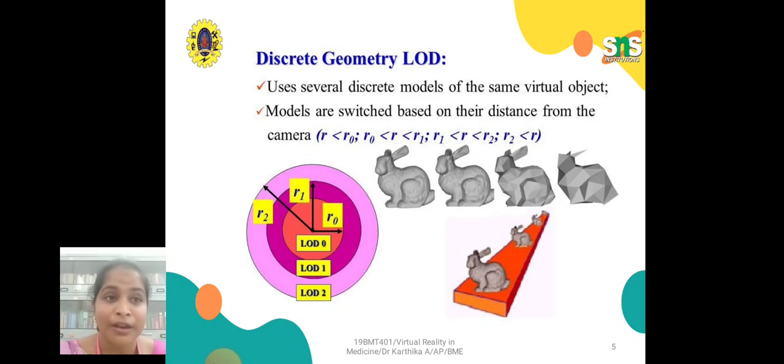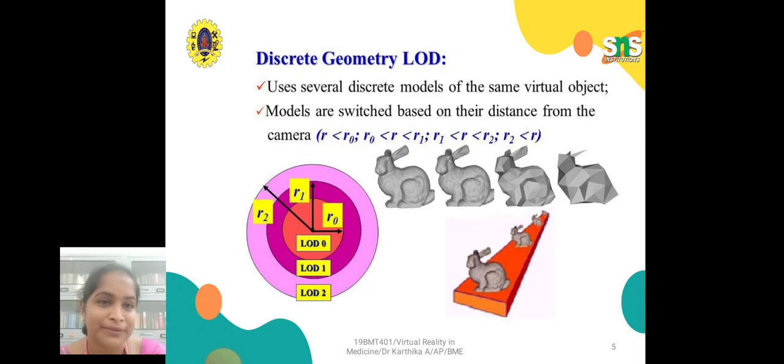If the distance is longer, we have fewer polygons, so the clarity is reduced. So we need to improve the number of polygons in the tree, for example. We have to improve the number of polygons in the image or object so we can get better quality. See here, R less than R0, R0 less than R1, R1 less than R2, and R2 less than R. See the clarity.